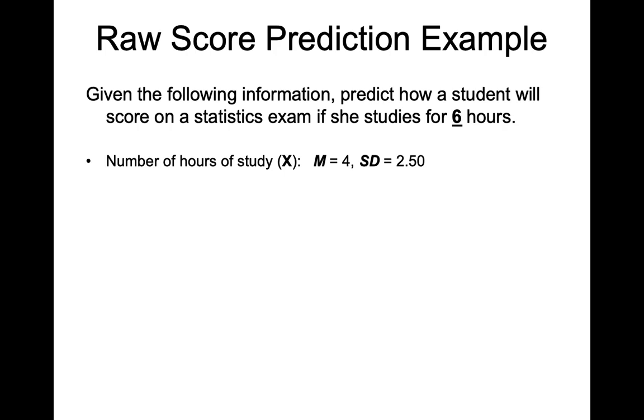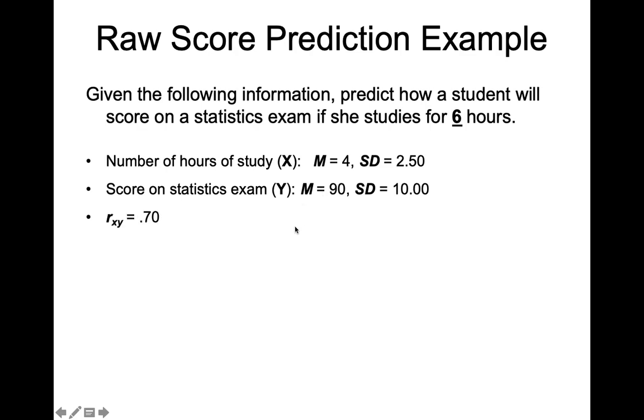In our sample of students that we use to collect the data, the mean number of hours studied for the exam was 4. And the score on the statistics exam, so our criterion variable or our outcome variable y, the mean was 90 with a standard deviation of 10. I would love it if I had exams that had a mean of 90, I can tell you that. Okay, and the correlation between the two is 0.7.